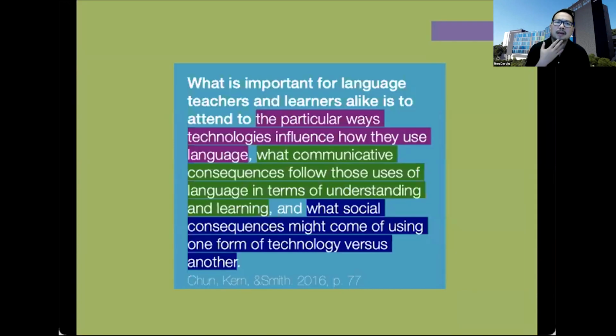And that's why, when we think about what's important for language teachers and learners in recognizing all these spaces, there are very particular ways technologies influence not only the way we use language on these spaces as we create our profiles, right? But there are consequences in terms of the way we use them in these ways. And these social consequences of using specific platforms shape the way we are directed to specific information or meet other people. Which brings me to the point of what it means to develop a more critical digital literacy for our students to learn this, right?